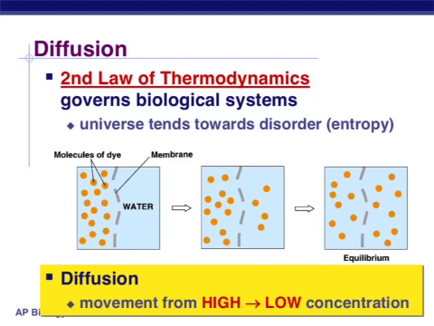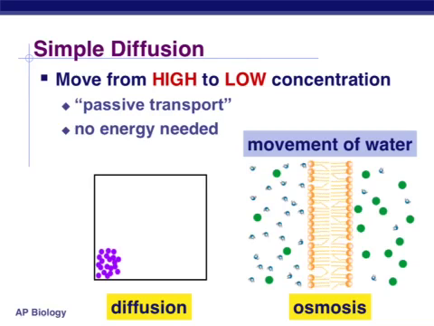It is the movement of molecules from a region of high concentration to a region of low concentration. So you're just moving from high to low, from a lot to a little bit. Simple diffusion, again, we're just moving from high to low concentration. It is a passive process, which means that we require no energy to do this.